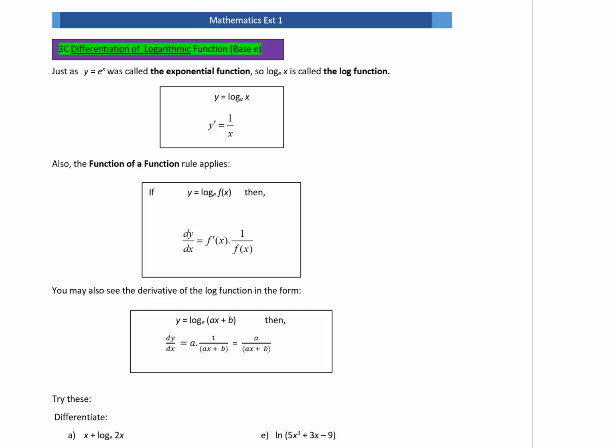Now in exercise 3C, we actually get onto the calculus of the log function. And by the calculus, I mean the operation of differentiation. And of course, then it'll be followed in a couple of exercises' time by the integration. So let's start by looking at differentiating the log function.